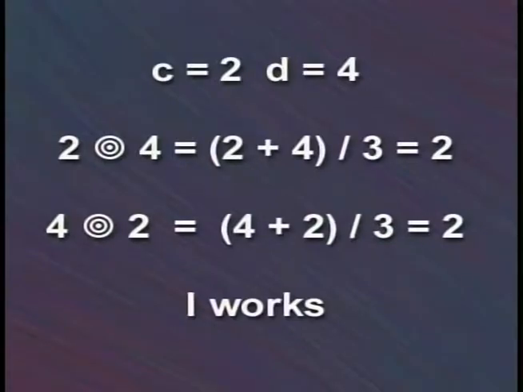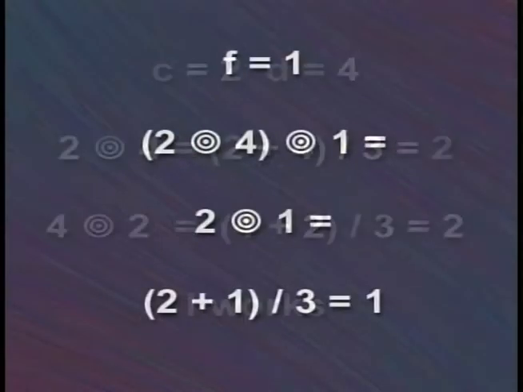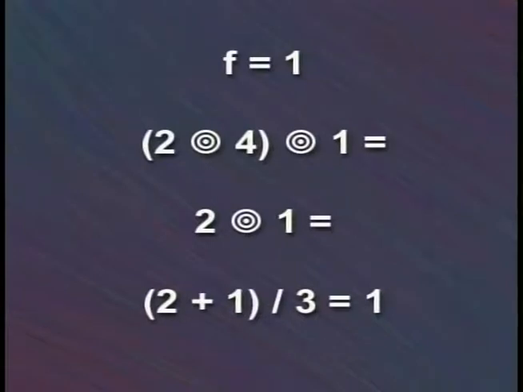To test Roman numeral 2, let's substitute another number for F. For instance, let's try 1. Now work out both sides. On the left side, we already know that 2 circle dot 4 equals 2. Then 2 circle dot 1 equals 2 plus 1 divided by 3, or 1.